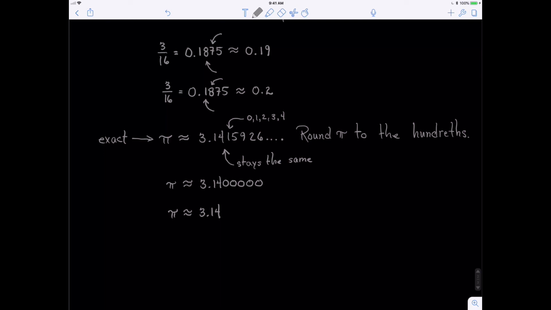We're going to stop the video here, and in the next one we're going to look at how we take fractions to decimals and finally to percents.